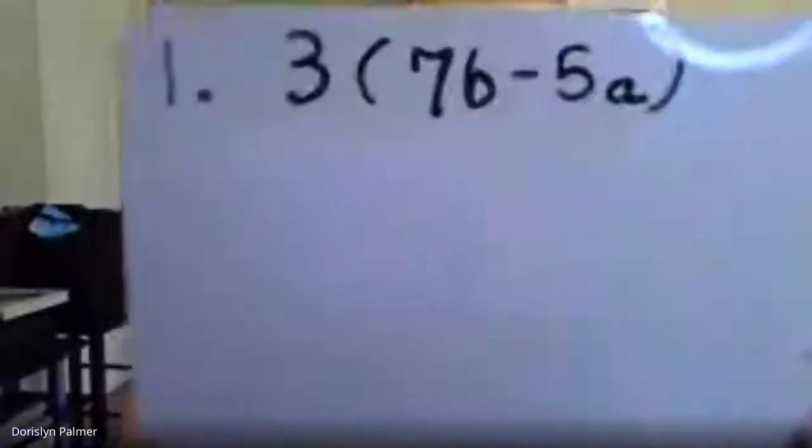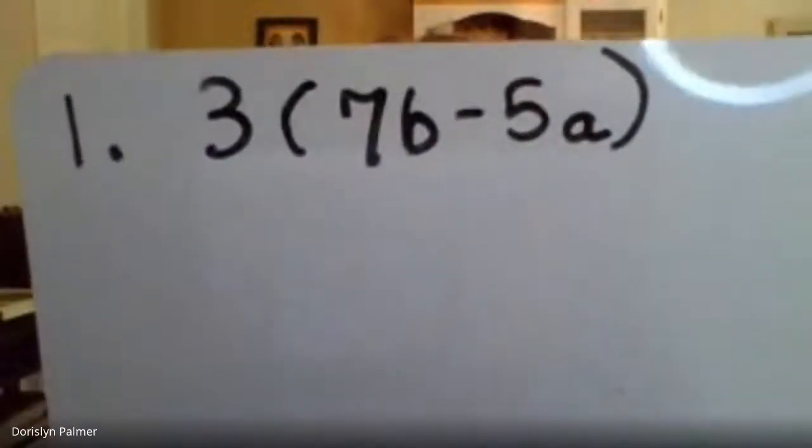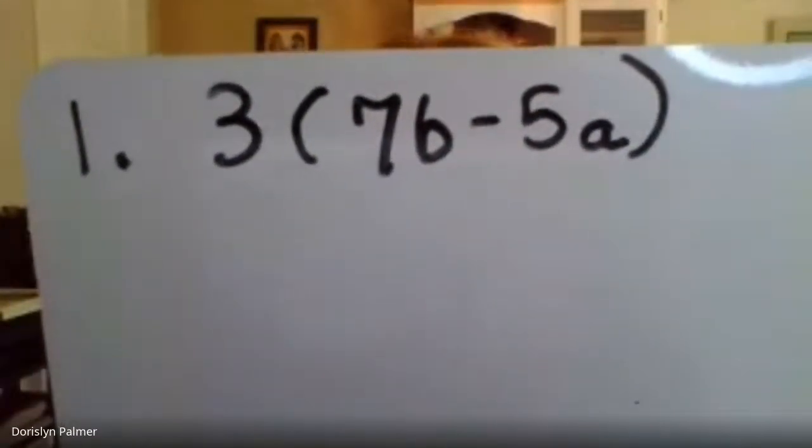All right, so let's take that out and take a look at how you did. Abby, could you do number 1? For 1, I got 3 times the quantity of 7b minus 5a. Yes, good. All right, good work. Number 2, Emma. I said 2c times the quantity 7c plus 1. Yes.